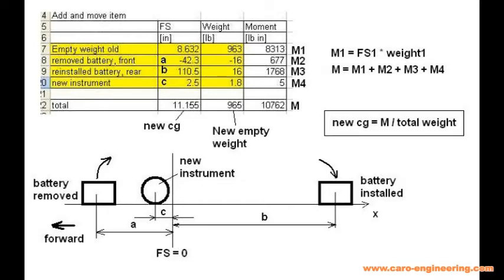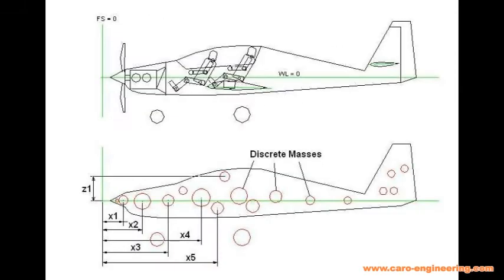Calculate the moments and add them for the total moment. For the total weight, add all the item weights. The moved battery has no effect on total weight, just on the CG. To get the new CG, again divide the total moment by the total weight. So you can see that this is a very simple calculation. Now we are ready to get back to the fuselage design problem.